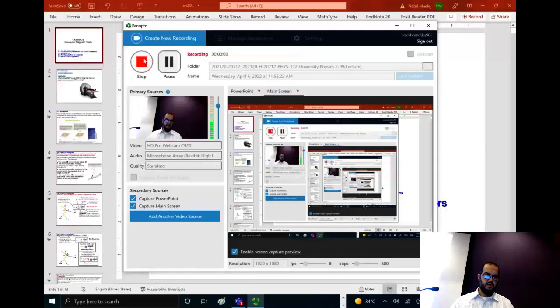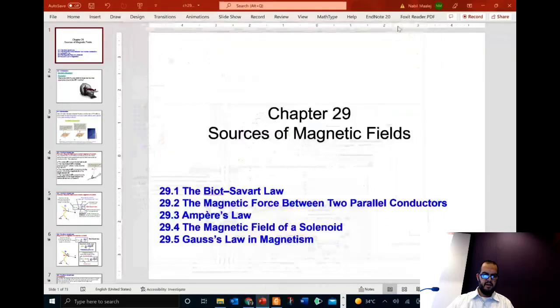Everybody. So today we are going to start a new chapter. This is chapter 29, sources of magnetic fields. We already mentioned at the beginning of chapter 28 that we can have a permanent magnet, but we have also mentioned that if a current passes through a wire, it also generates a magnetic field. This is a given nowadays, but it was actually an invention. So we will speak about how it was discovered.